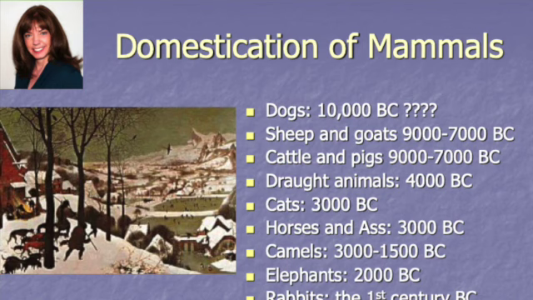So as you go through this transition, these different historical things, you'll see that there are many, many different ways in which the domestication of mammals has taken place.